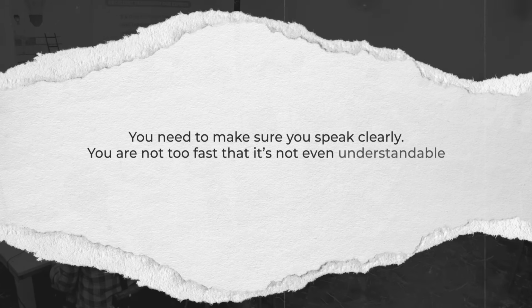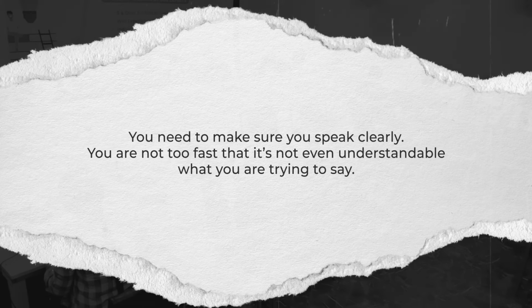You speak in your natural accent, right? But you need to make sure you speak clearly. You're not too fast that it's not even understandable what you're trying to say. So go in a calm manner, speak clearly, and don't worry much about your accent. Just make sure you pronounce each and every word clearly.